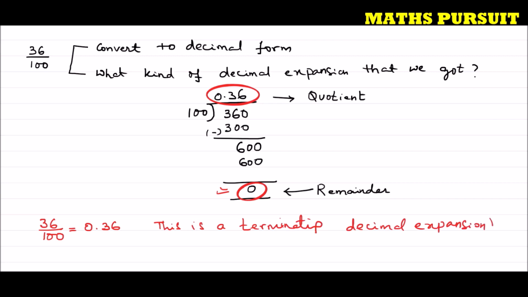So guys, why is it terminating? Because it completely got divided and we got the remainder as 0. So for that reason we are saying that it is a terminating decimal expansion. Hope you understood this. This is very simple, very straightforward. You people can do it easily.